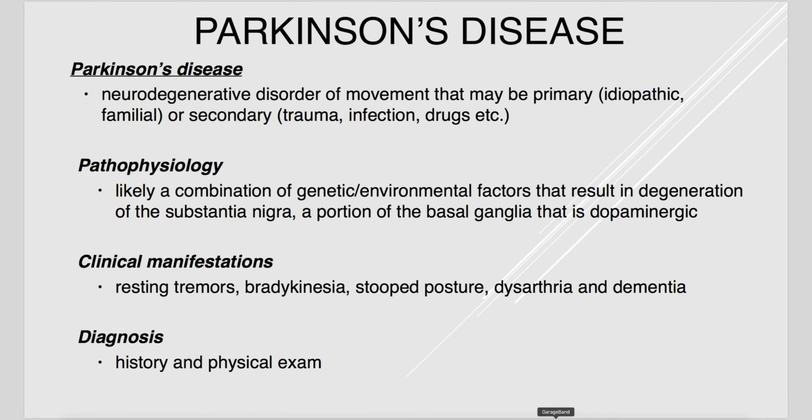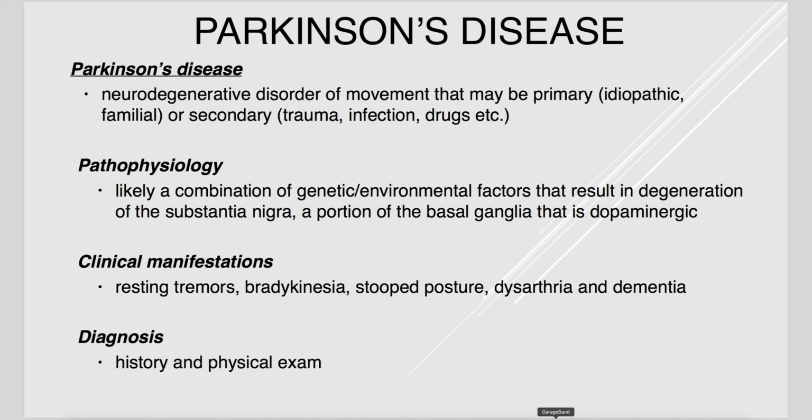And then finally, we talked about Parkinson's disease. This is a progressive, not always rapidly progressive, but generally progressive neurodegenerative disorder, and it's a problem with movement. There are idiopathic and familial types, which are considered primary Parkinson's disease, or secondary types. These can be secondary to things like drug use, trauma, infections. All of those things can lead to secondary Parkinson's disease.